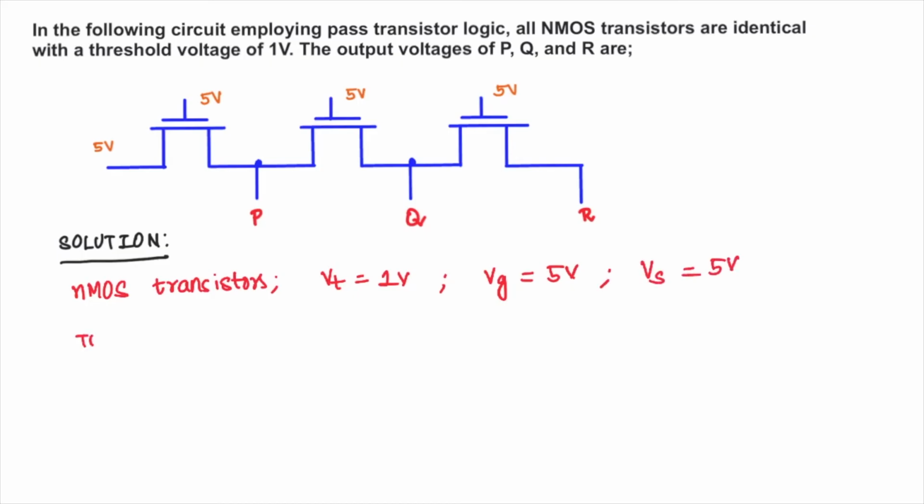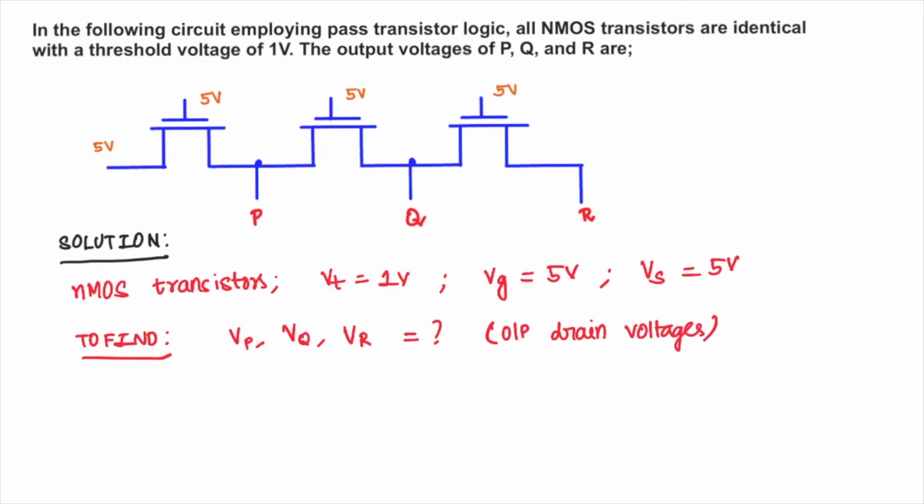And what do we need to find out? We need to find out the output voltage of the P, Q and R terminals. All these are going to be output drain voltages. So this is what we have to find out. First we will start with finding out VP.